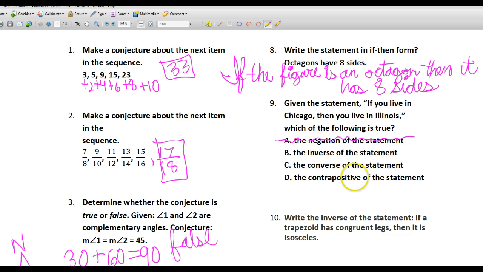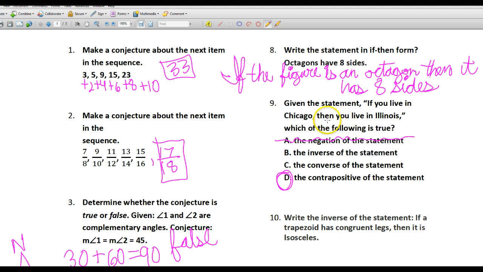Then we have the contrapositive. The contrapositive is when you negate the hypothesis and the conclusion, and you take the converse of that, so you switch it around. So it would read, if you do not live in Illinois, then you do not live in Chicago. And that, in fact, is true.